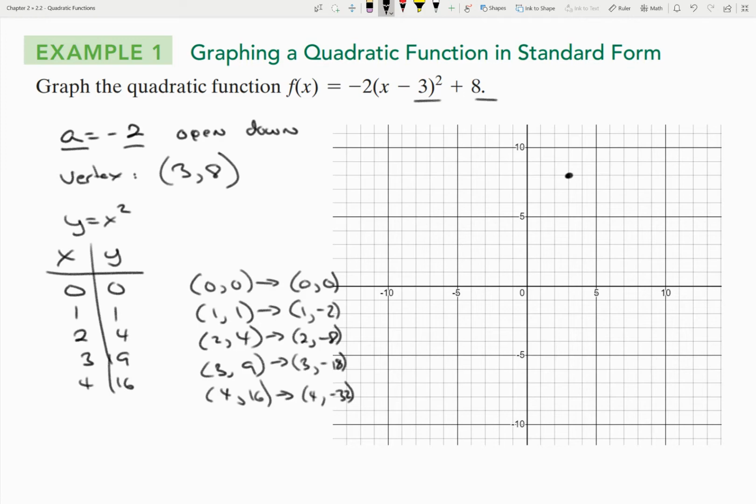So here's my strategy now. I could add 3 and add 8 to all of these points to get their true coordinates, or I could just start at the vertex and count. That would be my vertex, my starting point. Here's my next point. From the vertex, I went right 1, and now I'm going to go down 2. And this is from the vertex. So unlike graphing a line where you would count from the previous point, we are always going to go back and start at the vertex.